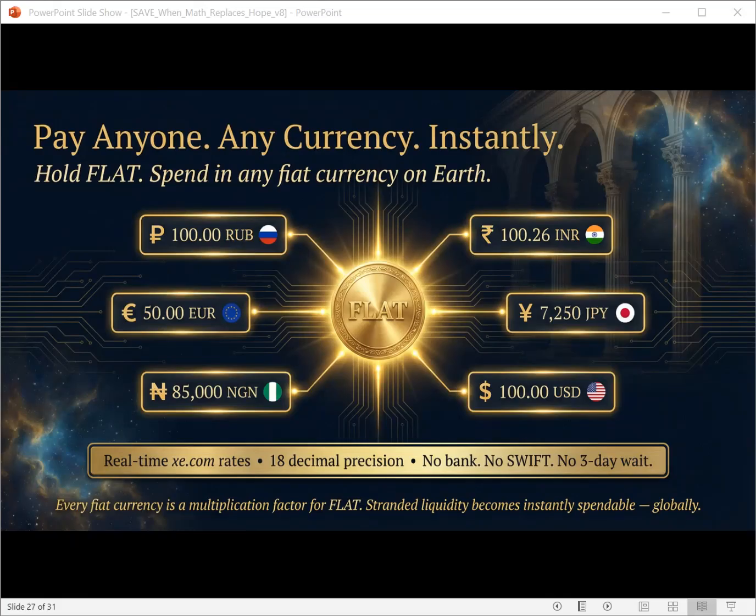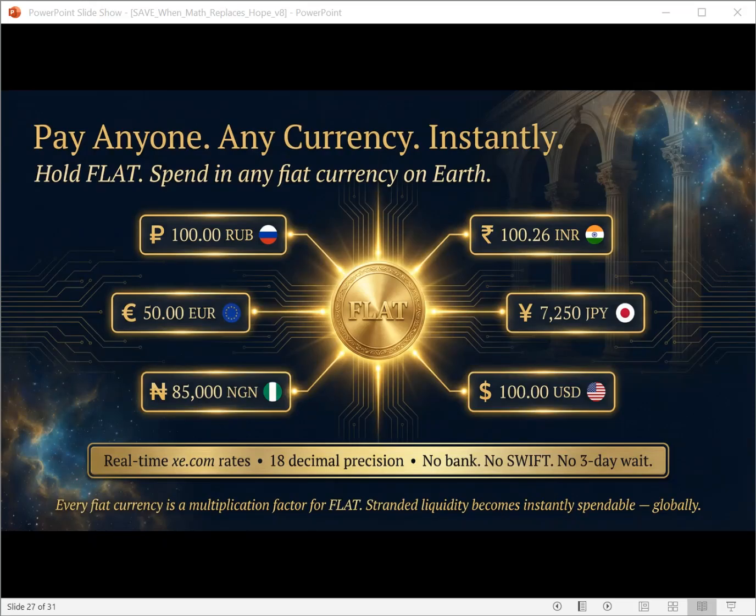For example, the Indian rupee could be a fraction like 0.8256 of flat, or the ruble is another fraction, basically a multiplication factor. And you are able to transfer this instantly to anybody anywhere. What is actually transferring from one user to the other is flat coins, but the value is denominated in terms of rubles because each ruble is just a multiplication factor applied on top of flat.